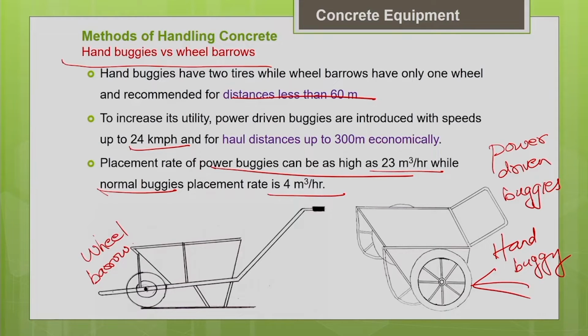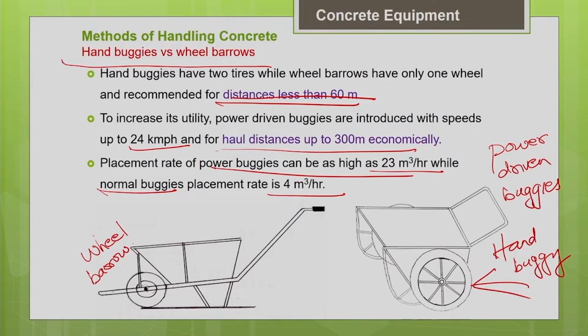And the power buggies can cover a haul distance of up to 300 meters, while the normal buggies can cover a distance of less than 60 meters. So, according to your job requirement, the productivity requirement or the placement rate needed, and the economy, you have to take everything into consideration and make the choice of the machine.